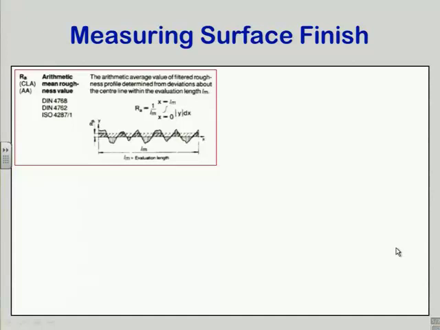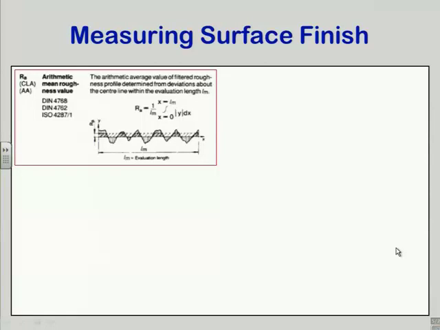And so the most common parameter you will see, and they're all given the capital letter R to stand for roughness, and then a subscript. This is depicting Ra, which is the one you will most commonly encounter. And it is nothing more than the average of the absolute values of all the numbers that were measured. Okay? So just flip them all to positive, add them up, and divide by N.